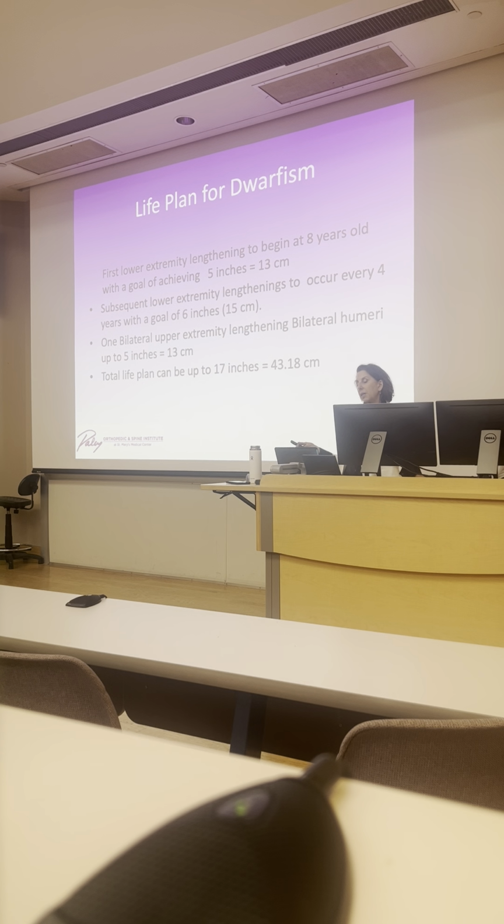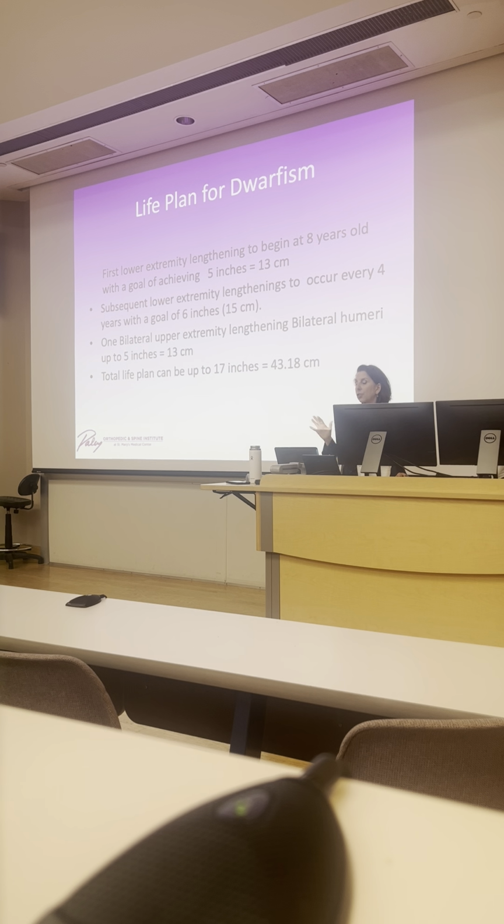Okay, so let's talk about a life plan for dwarfism. If they choose that they want to go the lengthening route, their first lower extremity lengthening is a 4-segment lengthening, meaning bilateral femurs, bilateral tib fib, 4 segments. So their first one is at about 8 years old. It can certainly be later. They could choose not to lengthen, that's all fine. But I'm saying if they go this route and they go with the earliest that they can, it's about 8 years old, and it's a 4-segment lengthening.